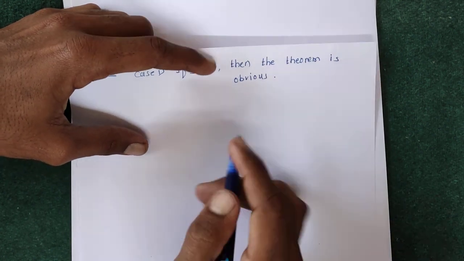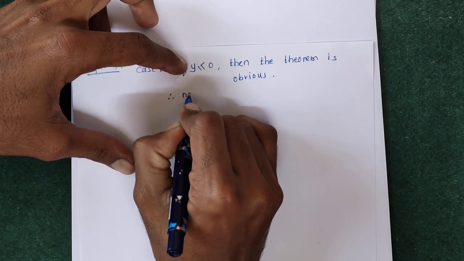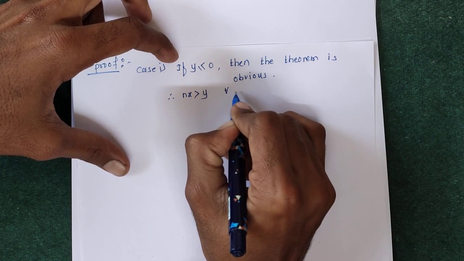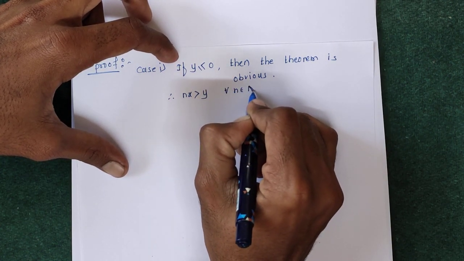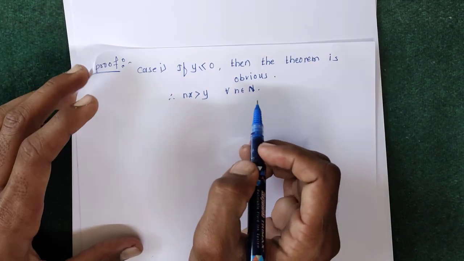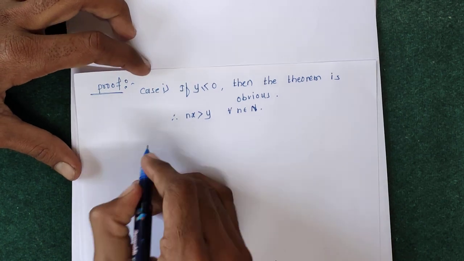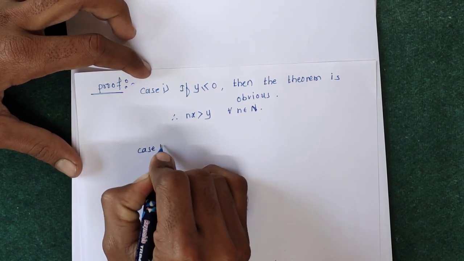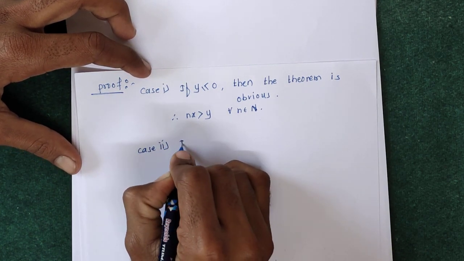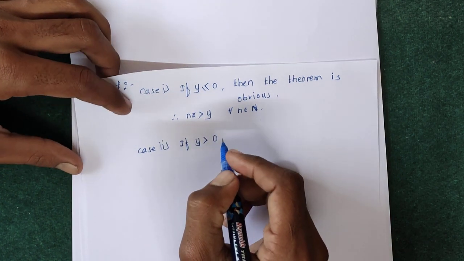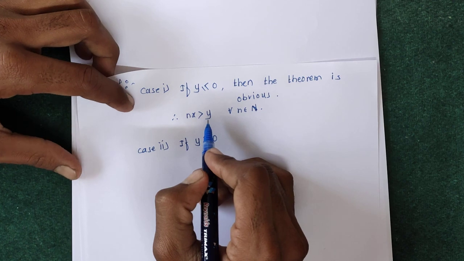The theorem is obvious. Therefore, nx is greater than y for all n belonging to natural numbers. This is for y less than or equal to 0. Now, for the second case, we will see whenever y is positive. If y is greater than 0, then we have to prove that nx is greater than y.